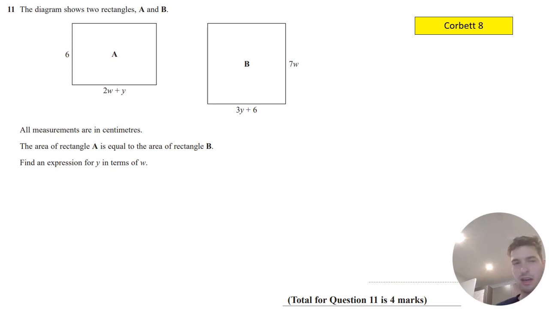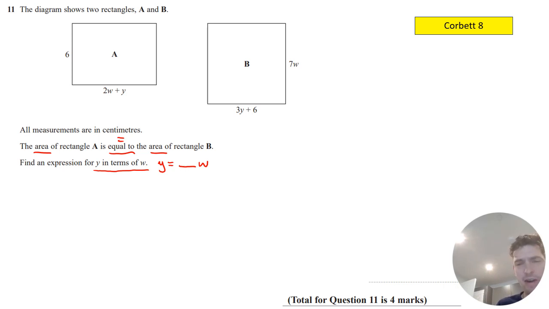Question 11. The diagram shows 2 rectangles A and B. All measurements are in centimeters. Then it says the area of rectangle A is equal to the area of rectangle B. Find an expression for y in terms of w. Okay, so first of all, let's think about what my answer needs to look like. My answer needs to be y equals something w. So that is what I'm aiming for.